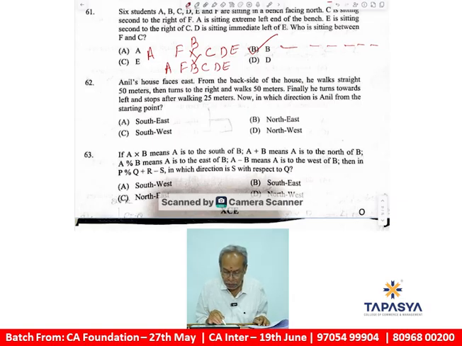Next, Anil's house faces east from the backside. So here the problem is the house is facing east, but he started from the backside of the house. That means he is moving towards the west. He walks straight 50 meters to the west side, then right 50 meters. Finally he turns towards the left and stops after walking 25 meters. Now in which direction is Anil from the starting point? From the starting point, he is in the northwest direction.